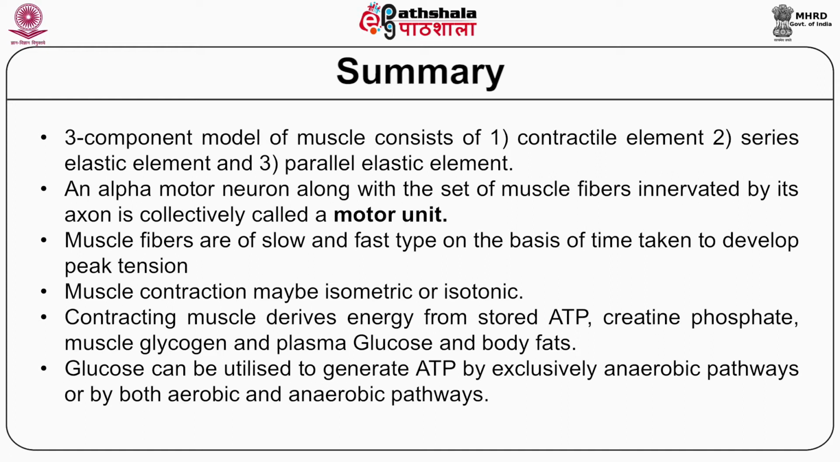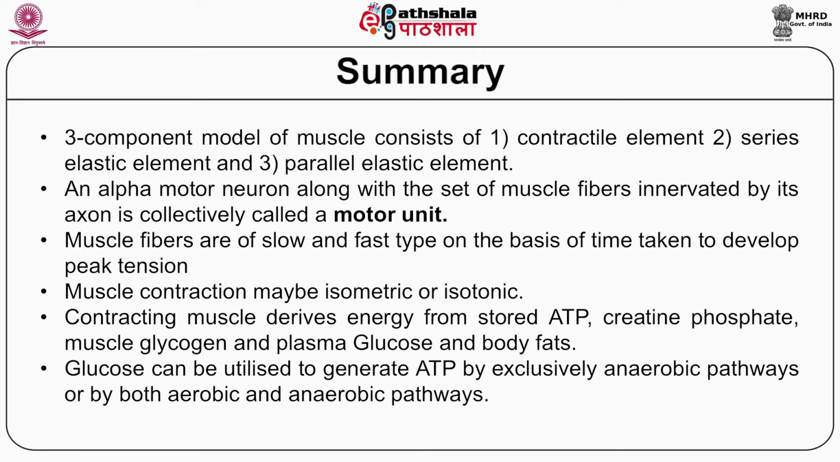An alpha motor neuron along with the set of muscle fibers innervated by its axon is collectively called a motor unit. And muscle fibers that develop peak tension in a very short duration of time, falling less than 10 milliseconds, are classified as fast twitch fibers, while the ones taking 40 to 100 milliseconds are labeled as slow twitch fibers.